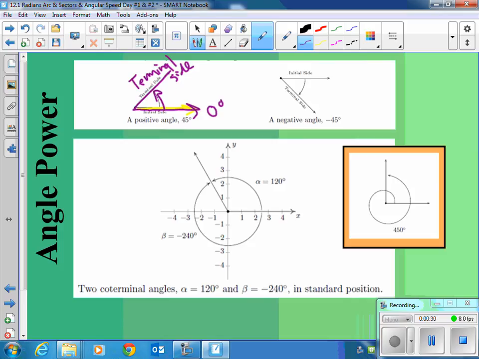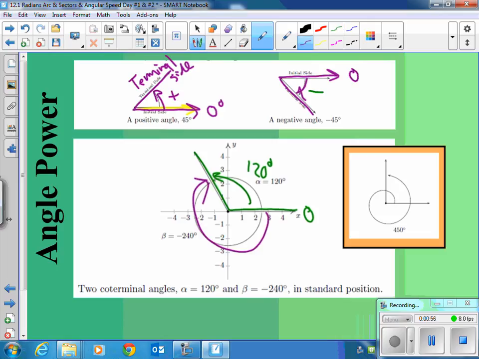And if it's a plus direction, you go counterclockwise. If you start at 0 and go the other direction, clockwise, it's considered a negative. So this is negative 45. This is positive 45. So when we're talking about coterminal, we could say, all right, this is 0. This is 120 degrees. But you could also say it's negative what? 240. Negative 240 degrees. Those are coterminal.